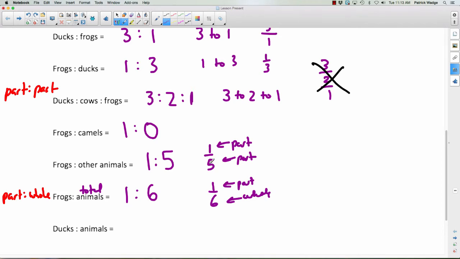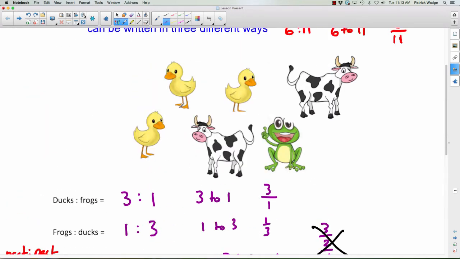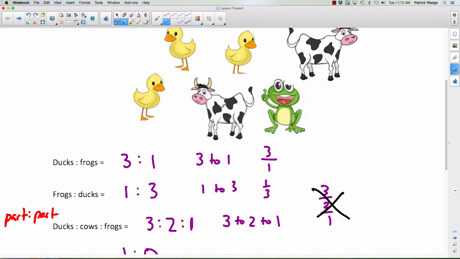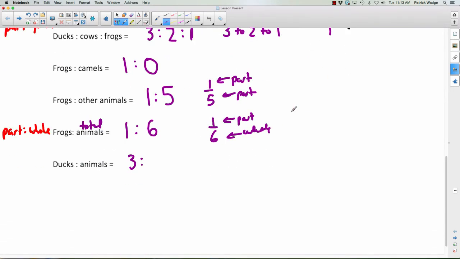All right, ducks to animals. So how many ducks are there? 1, 2, 3. So our first number is a 3. And in the second number, we need animals. We just counted all the animals. There are 1, 2, 3, 4, 5, 6. So we're going to go 3 to 6.